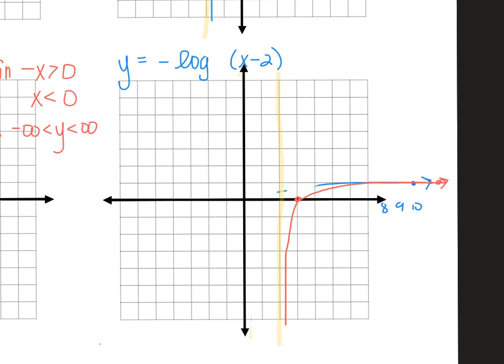So I'm going to erase my original, get it off there. My domain, remember, take what's in the parentheses. So what's in the parentheses is x minus 2. Set it greater than 0. Add 2 to both sides. So x greater than 2 is the domain. And then the range, all real numbers, negative infinity to positive infinity.